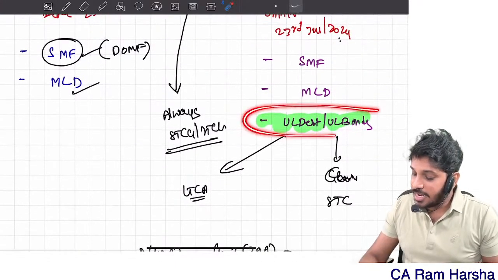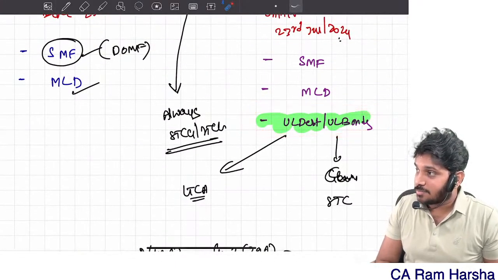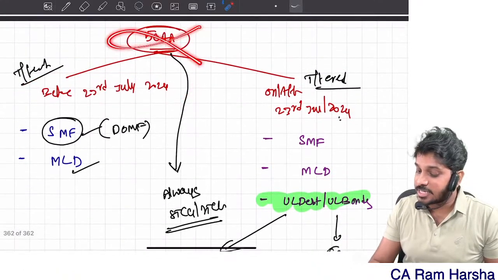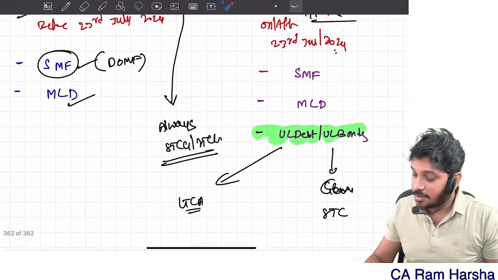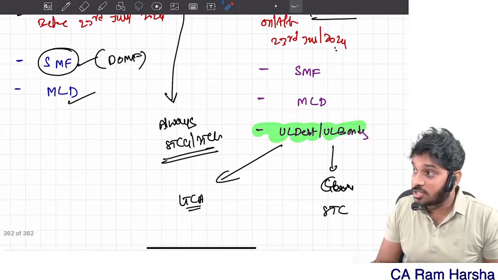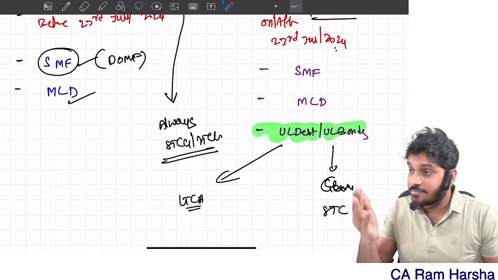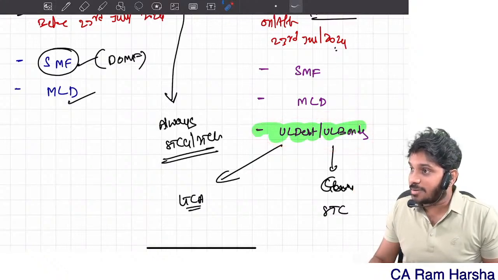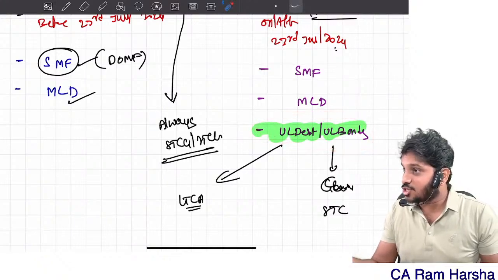Now you see here, Section 50AA. Sir, I am selling unlisted debentures and unlisted bonds before 23rd July. At that time Section 50AA is not applicable. If it is long term, the gain is long term capital gain. If it is short term, the gain is short term capital gain.